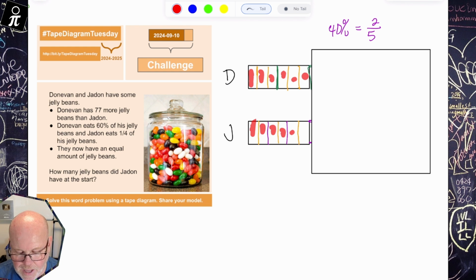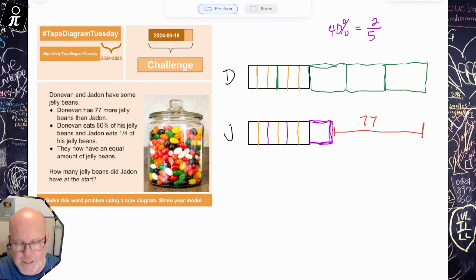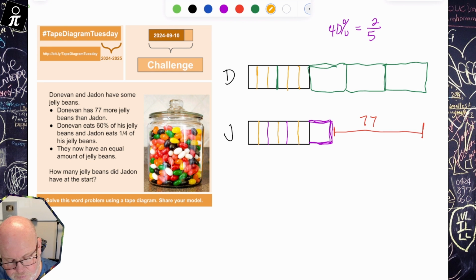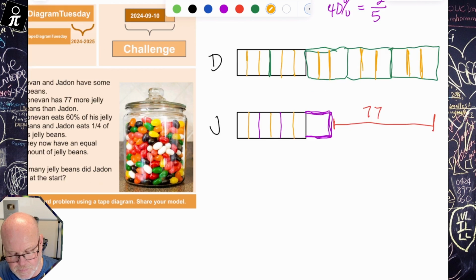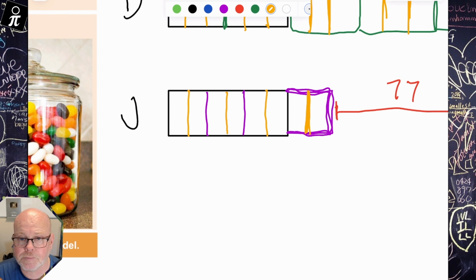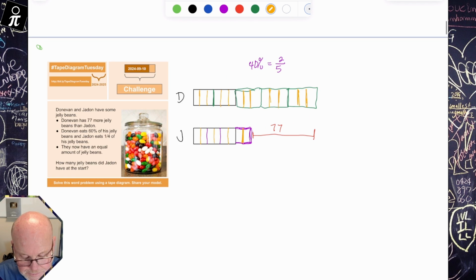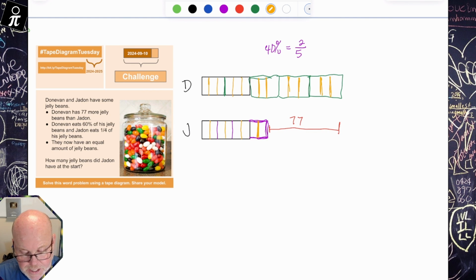That means each of Donovan's big units, original units, are supposed to be cut into 3. I'm going to delete that now. So I know each of Donovan's big units are supposed to be cut into 3 pieces, and each of Jaden's units is supposed to be cut into 2. There's only 1 extra piece right there. And then I need to figure out how many Jaden had at the start right here.